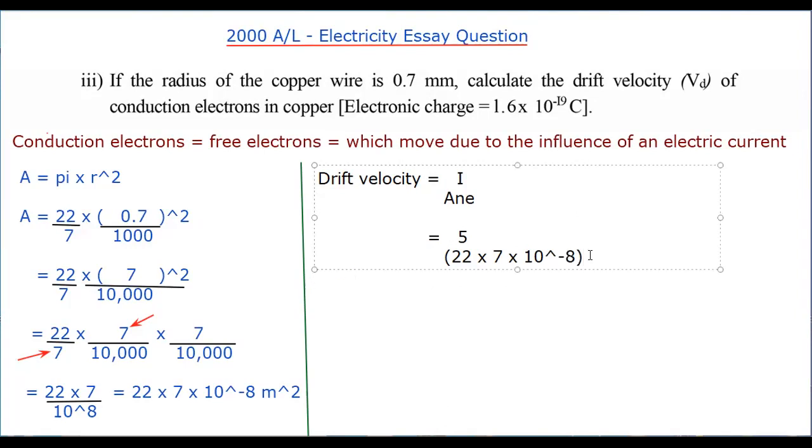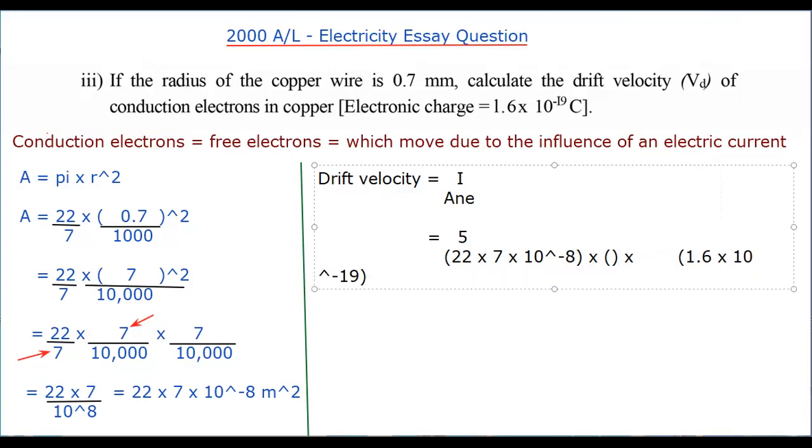So this is the cross section area. I over N A E. E is the amount of charge in an electron, which is given as 1.6 into 10 to the power minus 19. This is given. A, N, E is given. What is N here? We have found it earlier.